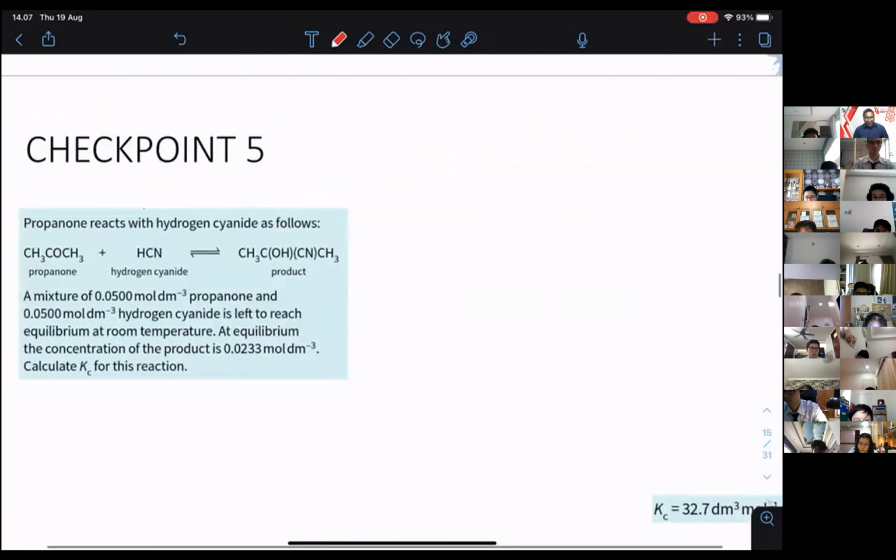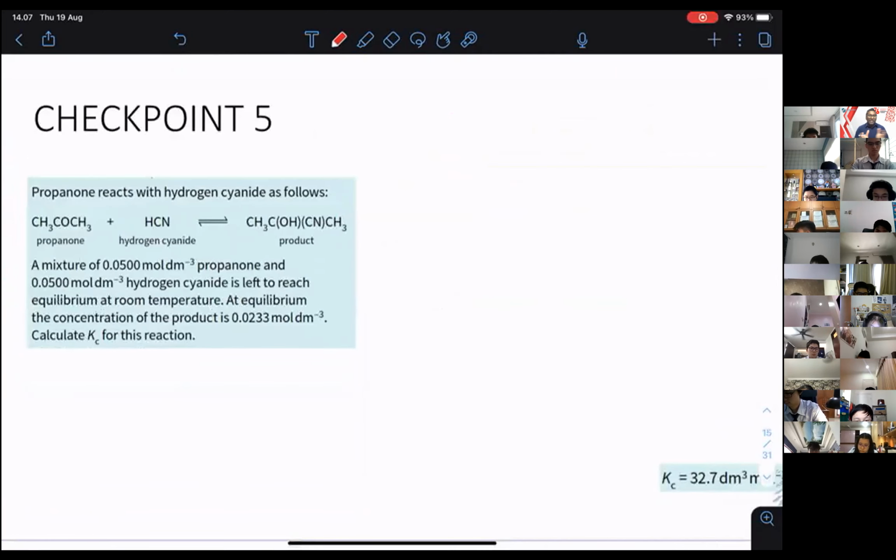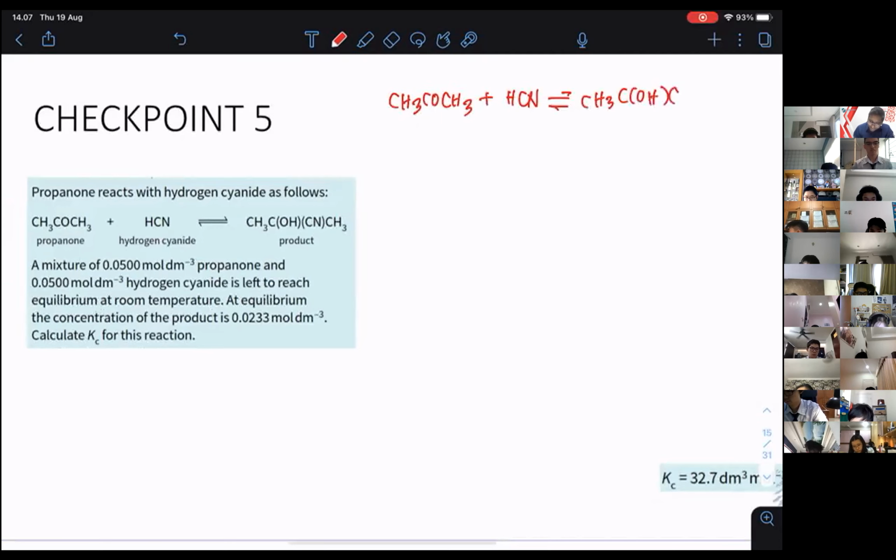So the next question is going to be involving a little bit of calculation. What kind of calculation? This one is very important as well. If you have CH3COCH3 plus HCN, and then if I have this CH3COH, I'll just rewrite again. What you need to do involving this, you use this ICE method. What is ICE method? Initial, change, and equilibrium.